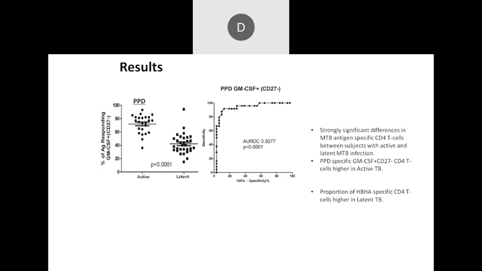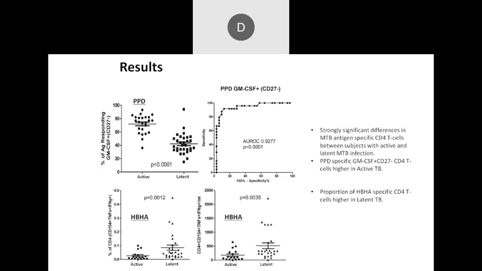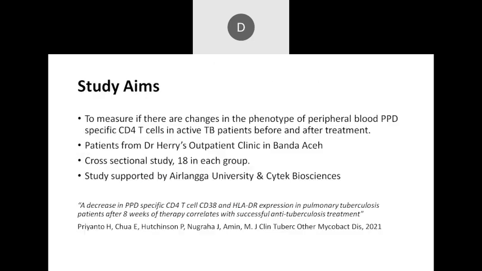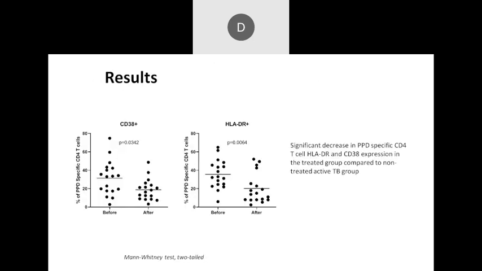Okay, thank you, Paul. Can you show the result of research from Prof. Jusak? Yeah. Because you said that it was a cross-sectional study, so the patient before and after therapy is a different patient or one? Different patient. Yeah. Okay, different patient.